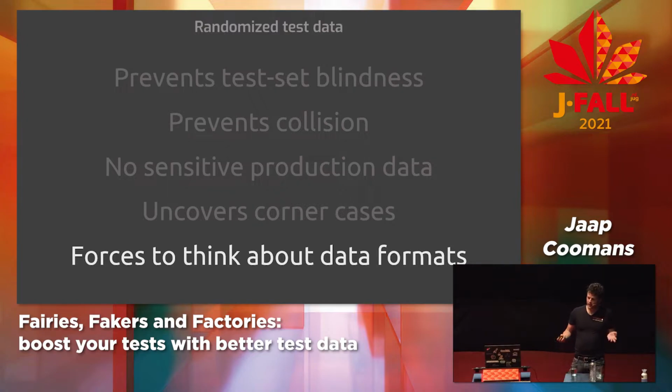And again, this also forces you to think about your data formats. Okay, if I want to generate an email address, what does it look like? Okay, we know there's an @ symbol somewhere in between, but yeah, what does the first part look like, the last part? Maybe the ISBN again, or your own custom identifier format that needs to fit somewhere.